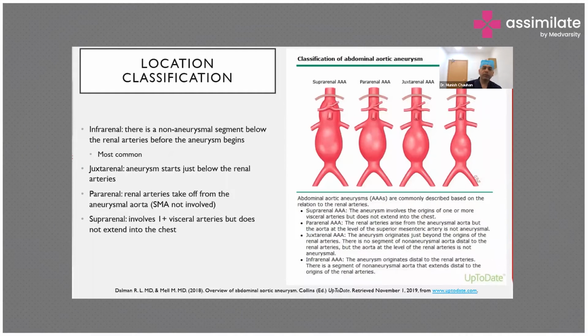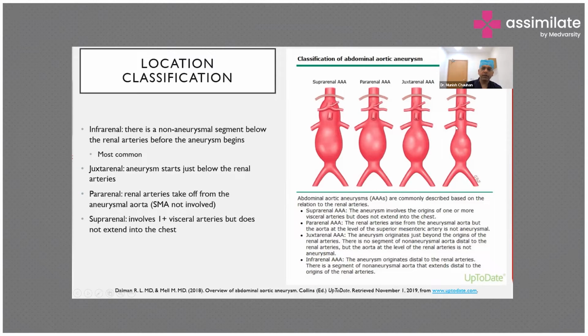We talk about the location. Generally, location is important for abdominal aortic aneurysms. The commonest one is the infrarenal one, which is below the renal arteries, and between the renal arteries and the aneurysm, there is a normal area. Okay, so this is the infrarenal.